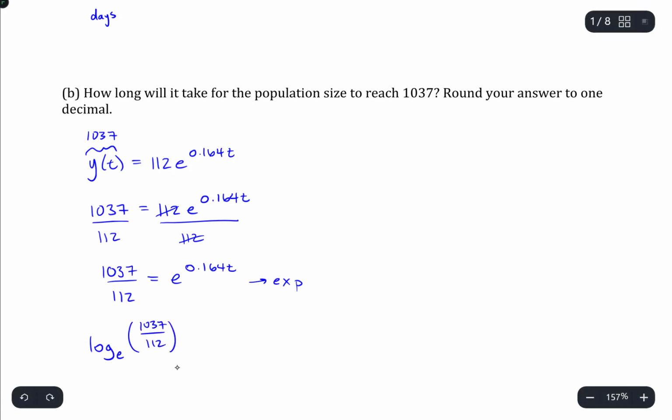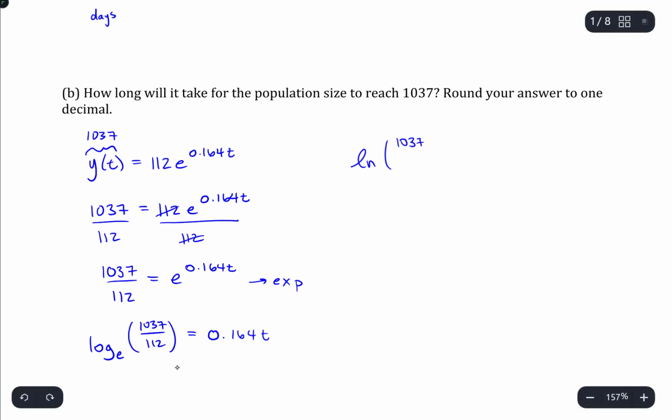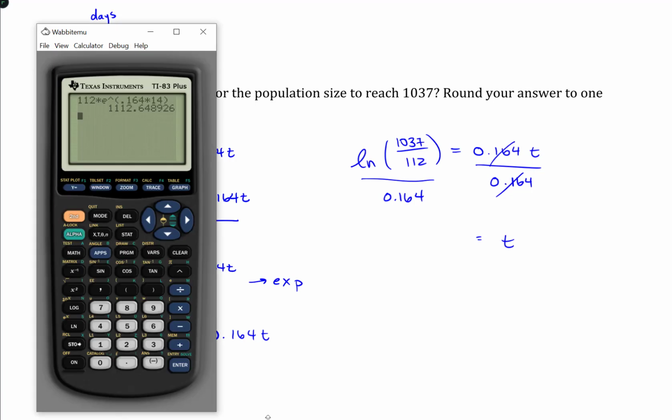1,037 over 112, so this number over here, and that's equal to the exponent, so 0.164t. Or instead of saying log base e, we can call that a natural logarithm. That's the definition of log base e. So here we are. Now to get t by itself, all I would need to do is divide both sides by 0.164, and that would tell me the amount of time.